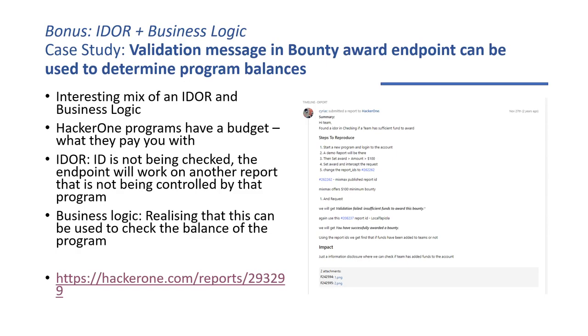It is a mixture between changing an ID and seeing if it works, and then also making a number really, really high, from the business logic error video. And you can use that to check how much money the balance has. If it says successfully awarded a bounty, you know it's got $10,000 left. If it says insufficient funds, you can keep hitting those endpoints until you find one that works and you know how much money they have.